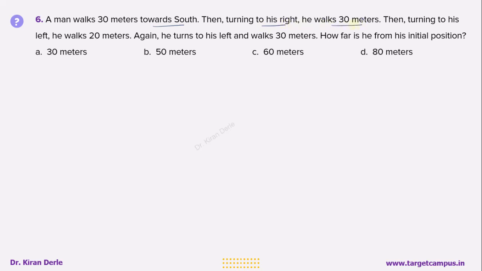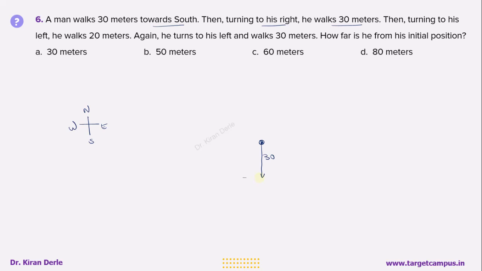Fine. Okay, let's do this. Starting point is this. Let's say a man walks 30 meters towards south. When we solve the questions, we have north, south, east and west as a reference. So 30 meters towards south. Then turning to his right, he walks 30 meters. When the person is walking like this, his right hand side will be here. I hope you are understanding.